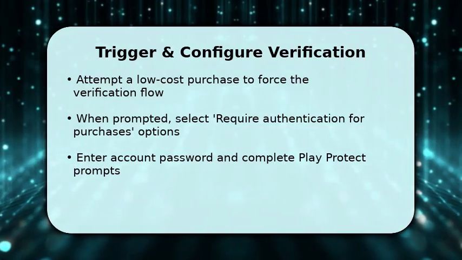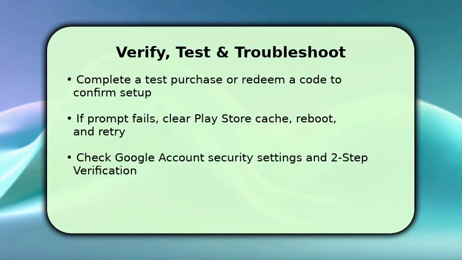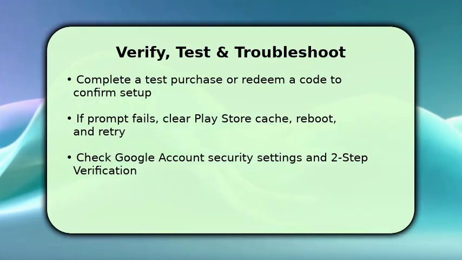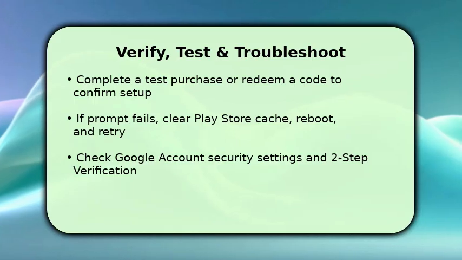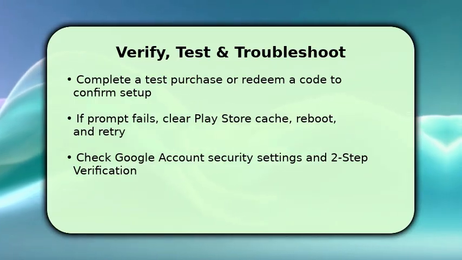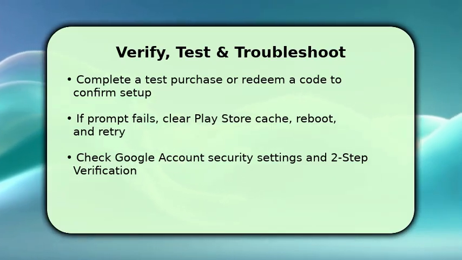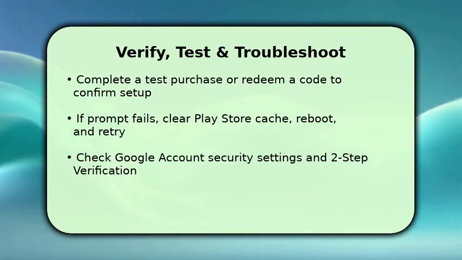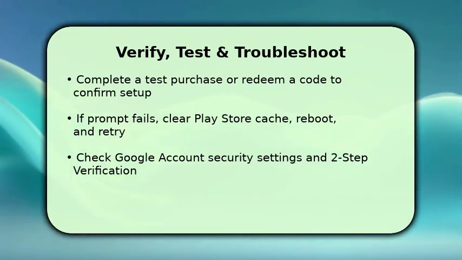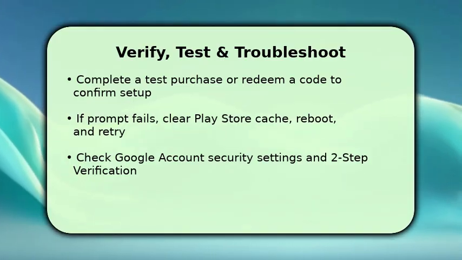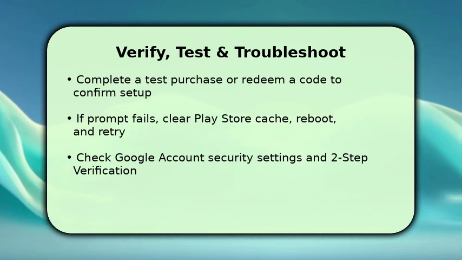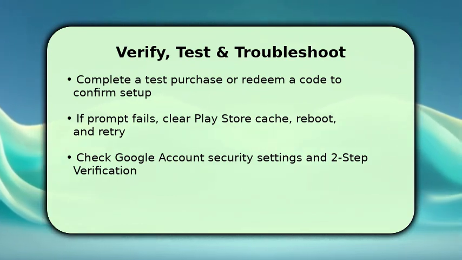Finish by validating the setup. Perform a low-cost test purchase or redeem a promo code to confirm Google Play now asks for verification. If it still says you haven't set up purchase verification, clear the Google Play Store cache and data, reboot the device, then reattempt. This often resolves stale state issues. Also check account security for conflicting two-step settings or blocked payment methods. If problems persist, remove and re-add the payment method, and repeat the test purchase to force a fresh verification link.